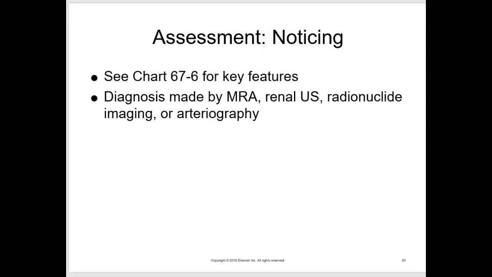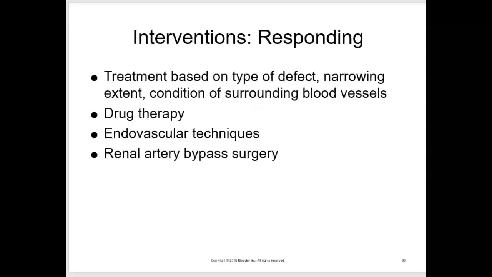Diagnosis is made by magnetic resonance angiography or MRA, renal ultrasound, and radionuclide imaging or renal arteriography. Identifying the type of defect, extent of narrowing, and conditions of the surrounding blood vessels is critical for treatment choice, as is the patient's overall health. Many patients with renal vascular disease also have cardiovascular disease, and both conditions require treatment. Renal artery stenosis may be managed by drugs to control high blood pressure and by procedures to restore blood supply to the kidney.